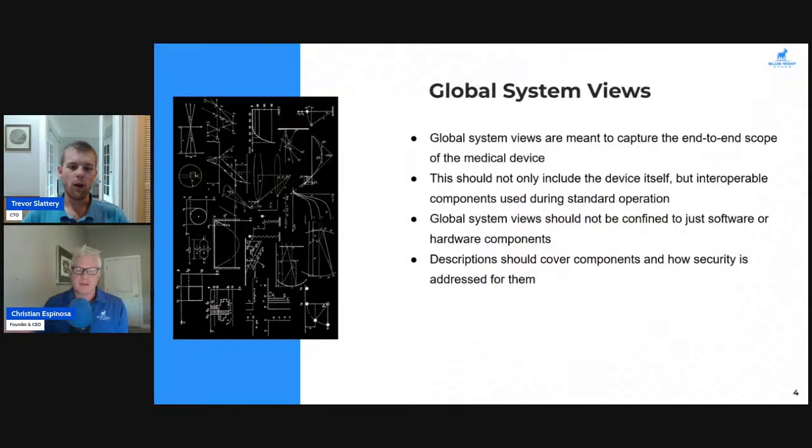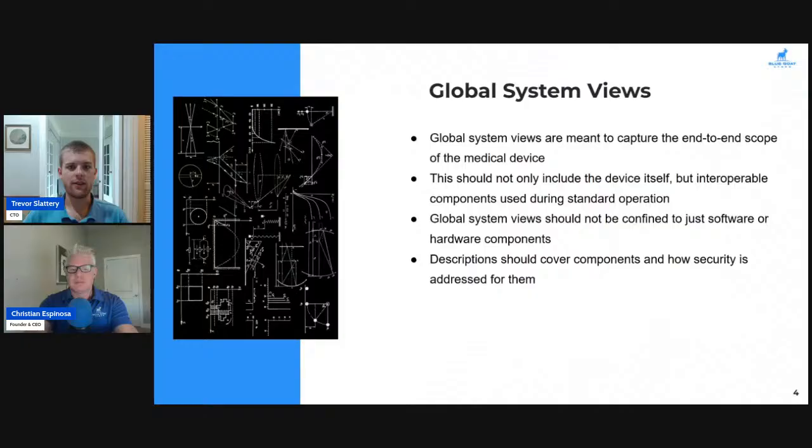One common misconception is, should this be focused on software? Should this be focused on hardware components? And the answer is both. Global system views cannot be confined to just one area. It should be essentially a blend of software architecture, hardware architecture, and data flows. We need to cover the overall global end-to-end system and every component within it. This means that it's going to have a very wide scope as far as what the architecture view can capture. And that's why this can often be a little bit difficult to accurately convey the device.